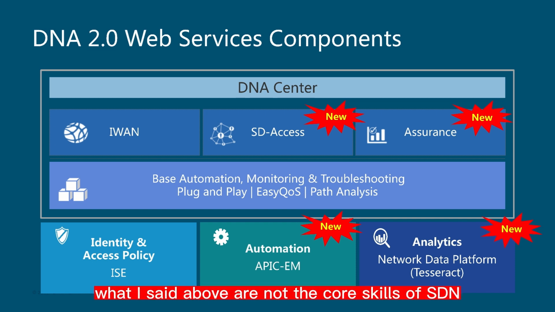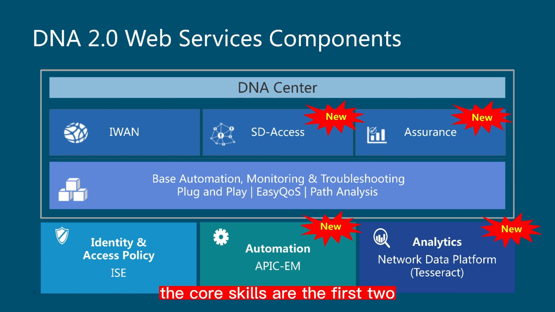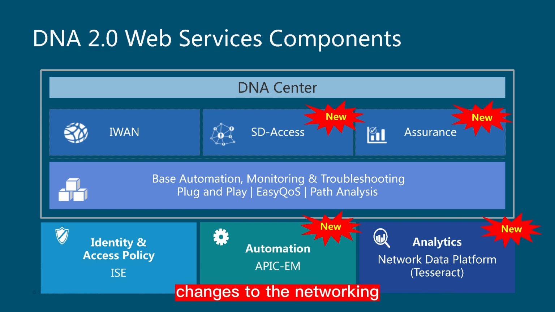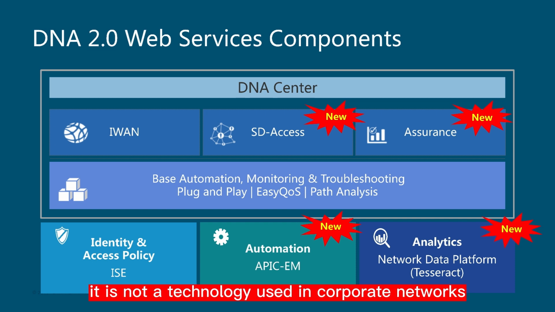What I said above are not the core skills of SDN. The core skills are the first two. Let me tell you again. The first two are actually aimed at the current changes to the networking architecture of the campus network. Because now it is tube-well structure. Now in the entire data center, using a two-tier architecture. Backbone separation. Then SD access is actually aimed at the two-tier architecture. Not a traditional three-tier network. The three-tier is what I call the three-tier architecture. So, it is not a technology used in corporate networks.